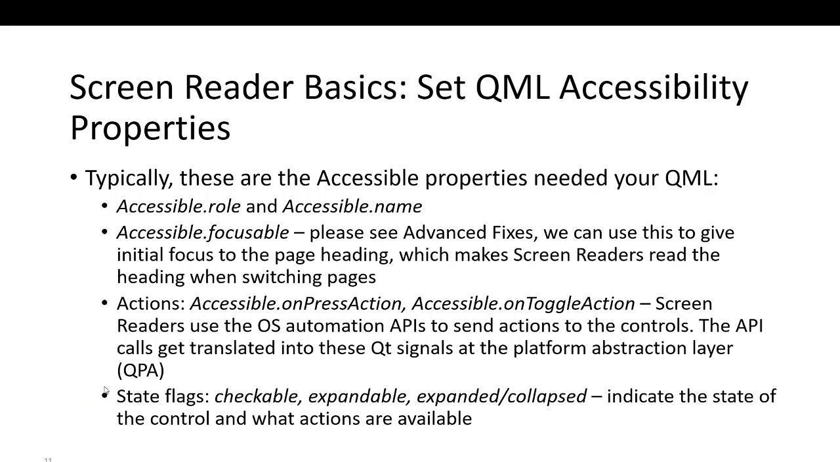Then there's state flags. State flags are used by the screen reader to indicate the current selection or unselection state of your controls and announce when that state changes. In the example of checkboxes, it has to be set to checkable, and then it also has to announce whether it's checked or unchecked. So when the user toggles it, the screen reader will announce checked or unchecked.